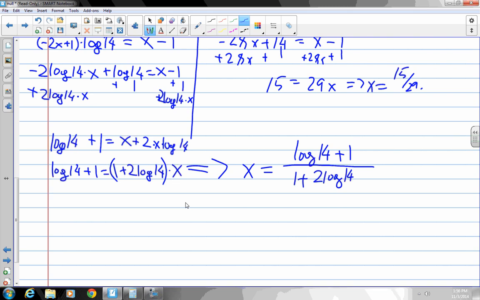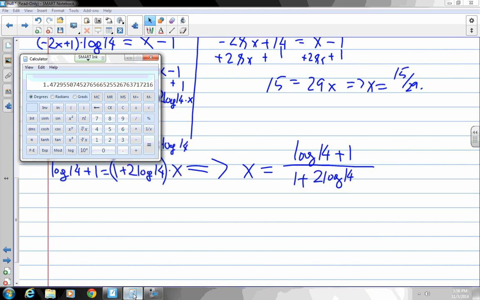I can plug it in a calculator at this point. It looks kind of messy and ugly, but I can kind of do that, right? 14 log plus 1 equals that. And then divided by, I'm probably going to use parentheses here, 1 plus log of 14 times 2.